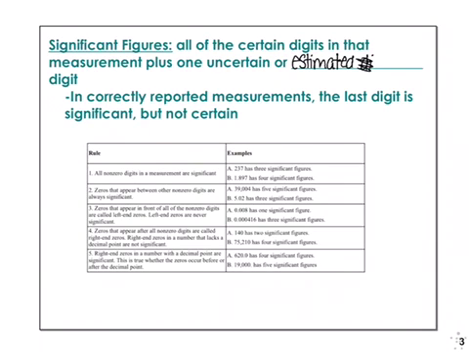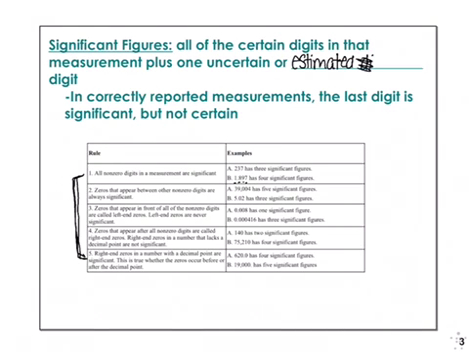So there are 5 rules that help you determine how many significant figures are in a number. The first rule is that all non-zero numbers are significant. If you look at example A, 237 has 3 significant figures because there are no zeros, so they are all significant. Example B has 1.897, and again, since there are no zeros, there would be 4 significant figures. Each digit would be counted as significant.